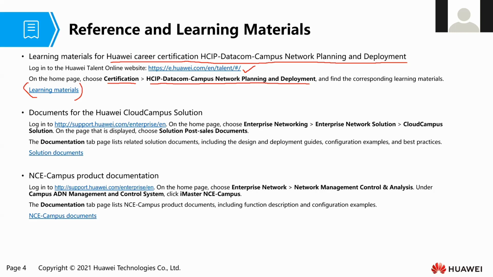Don't worry, later on this slide will be sent to you, so you can refer back to this. For documentation for Huawei Cloud Campus Solution, you can get the documents inside our support website. After you enter the support website, you just need to select Enterprise Networking, Network Solution, Cloud Campus Solution, and inside you will be able to find the solution documents. Also in the support website, you can find the product documentation, so in case you need more details for the Cloud Campus, you can search from here. I will not go through this one by one with you, so you can refer back later on.